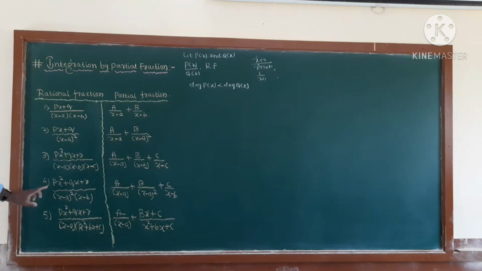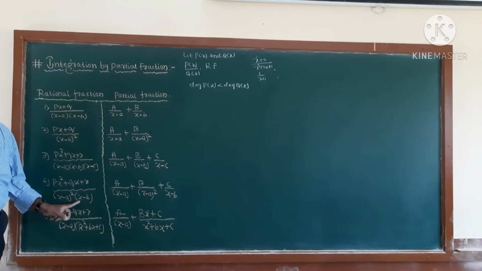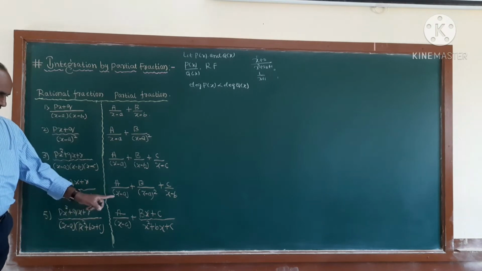Then the next one, the fourth working rule: (px² + qx + r) divided by one factor (x − a) that is repeated two times, and a second factor (x − b) that is a simple factor. One factor is repeated two times, and another factor is simple, repeated only one time.